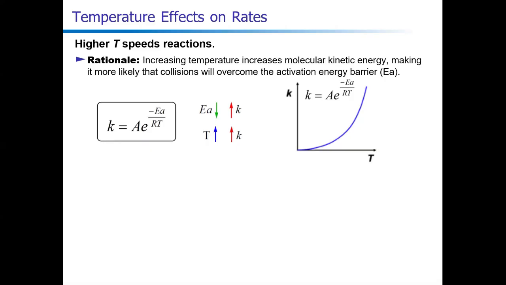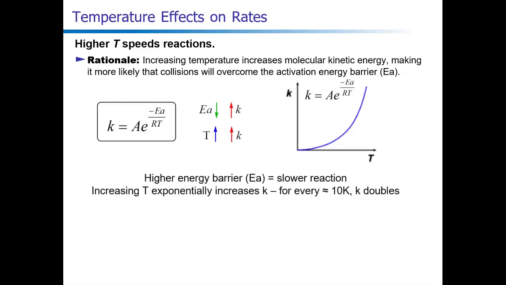As you can see from this plot, this is not a linear relationship. It's exponential. Thus, a small increase in temperature can cause a large increase in k. As mentioned, a general rule of thumb is that for every 10 Kelvin increase, the rate roughly doubles. It's an approximation, but it does illustrate just how sensitive the rate is to the temperature. So let's recap. Higher activation energy equals slower reaction, and a higher temperature equals faster reaction.